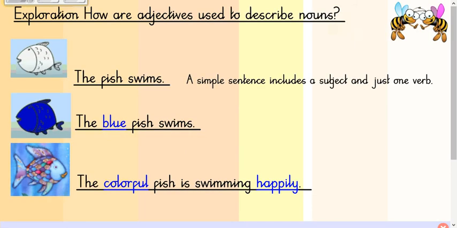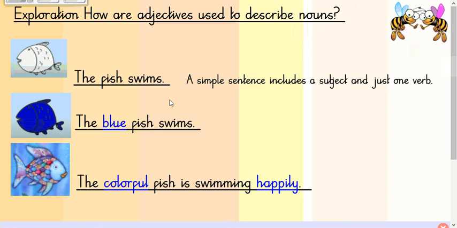So how do you use adjectives to describe nouns? Well, here is my first sentence. My first sentence is a simple sentence. It includes a subject and just one verb. The fish is the subject in this sentence, and swims is my simple verb. It's a simple sentence. It's good, but it could be developed.